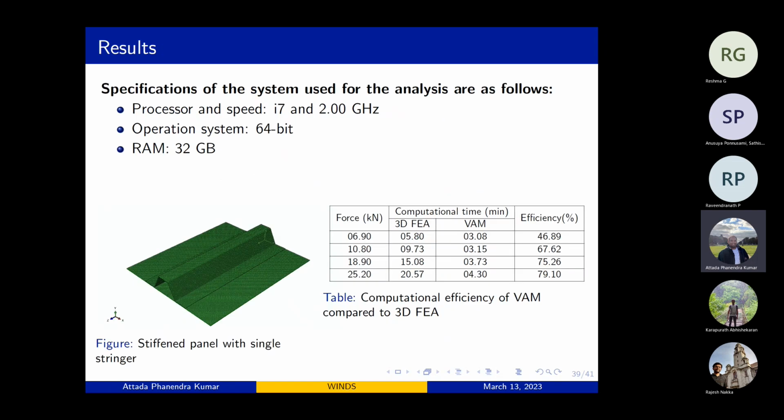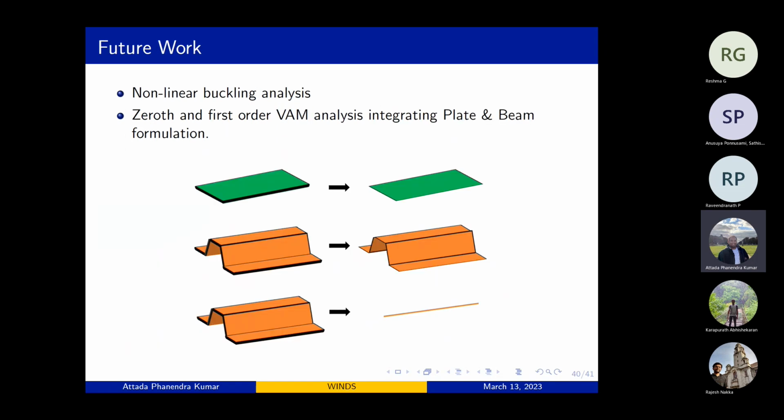And one more thing I forgot to mention is that you can see the ordering was the same for both analyses, but this is for a single stringer plate element. If we go for multiple stringers, we can appreciate the VAM more compared to the Abaqus 3D finite element analysis. So that was also one of the ideas when we go for multiple stringers. We wanted to see how efficient the VAM is compared to the Abaqus computation.